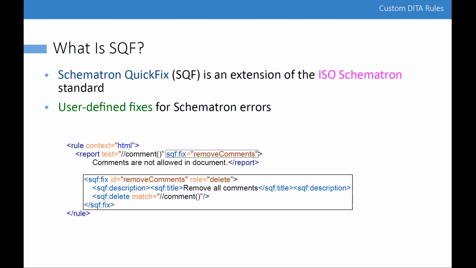Why Schematron QuickFix? The Schematron QuickFix language is an extension of the ISO Schematron standard, and it helps you to define this type of actions very easily directly in the Schematron document. And this is an example here. So on the assert or report, you can set this sqf:fix attribute, and then define the actions that will be provided for this problem. And this will be presented to the user when the problem is reported in the document.